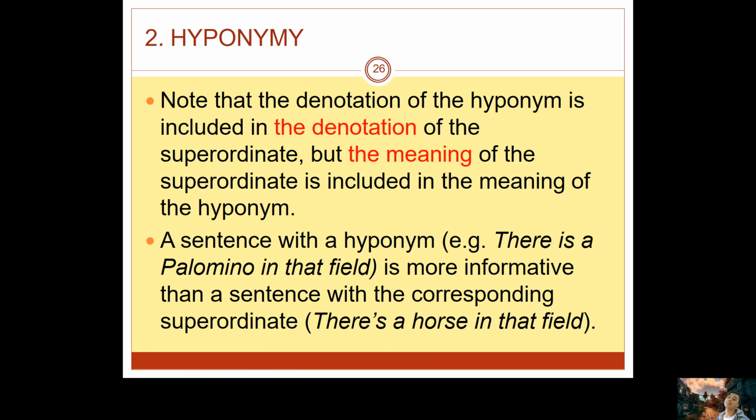There is a horse in the field. That's the example of the sentence with a superordinate. So there is a palomino in the field. That's the hyponym. What about the corresponding superordinate? There is a horse in the field. In the field there are many animals. Just one of the parts of the field is a horse. As you know, the field has many existences, and maybe other animals.